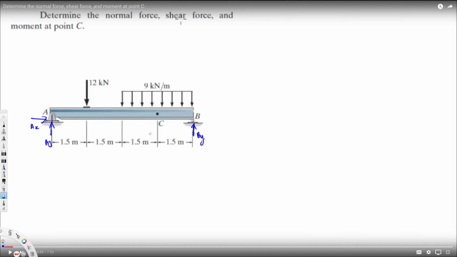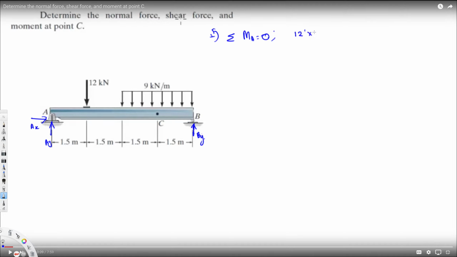Now I can solve for By, because A has two unknown variables and B has one unknown. If I take moment around A, I can get rid of these two unknowns and solve for B. So let's do that one. Sigma MA is equal to 0, and if I take counterclockwise positive and solve for this one, I will get 12 kilonewton pushing this object down.